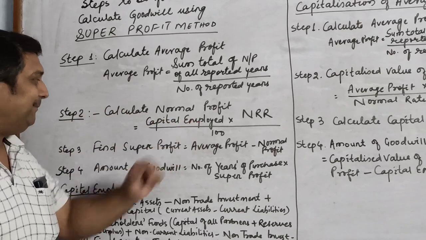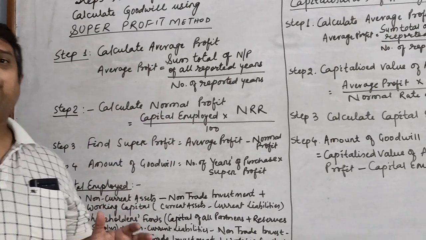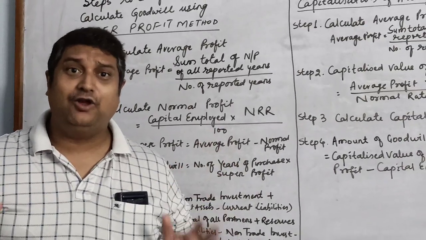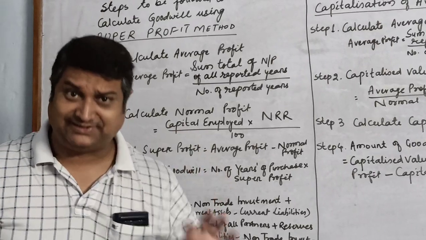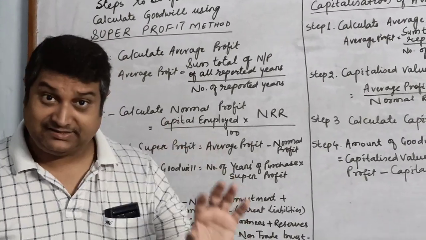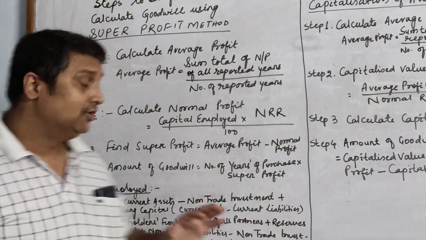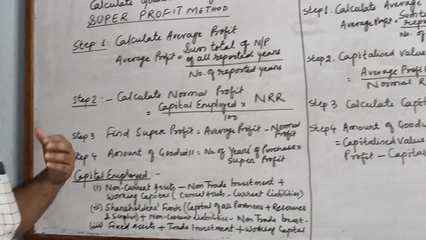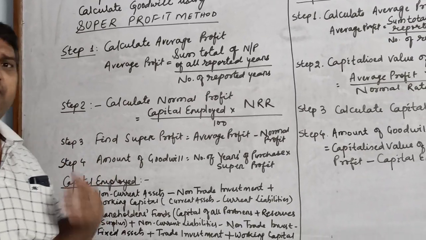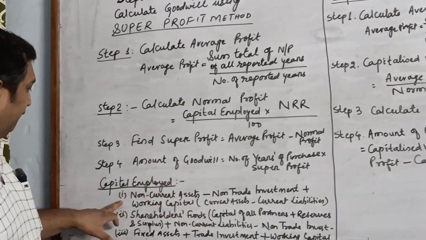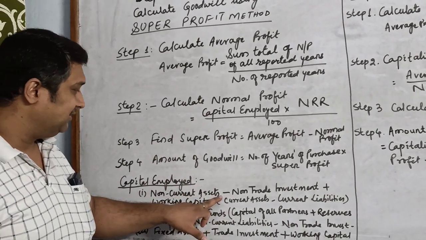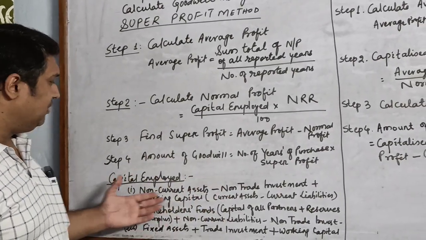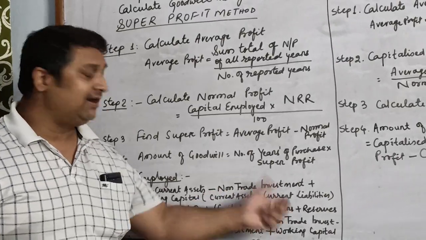Now, children, a term has come up here, that is capital employed. Let us understand what capital employed is. Capital employed, roughly, is the capital of any organization which is invested in the assets of the organization. So here we have three formulas. You can use any one of them to calculate, based on the instructions and information given in the question. The first one is non-current assets, like land and building, plant and machinery, furniture, fixtures, all these are your non-current assets, minus non-trade investment.